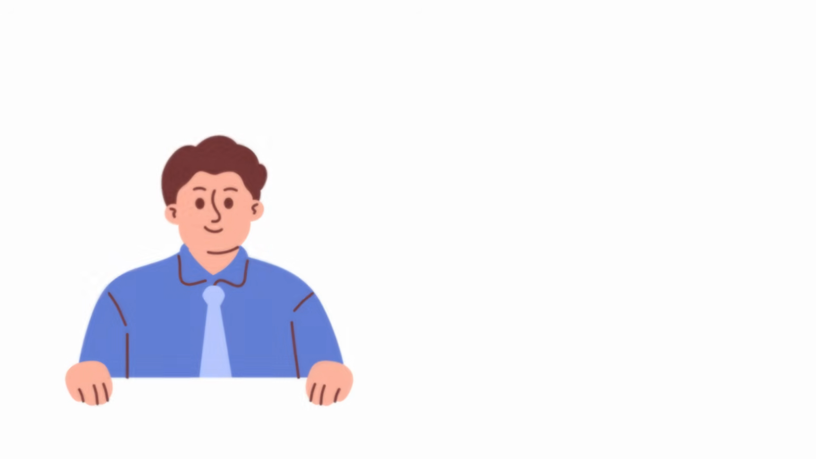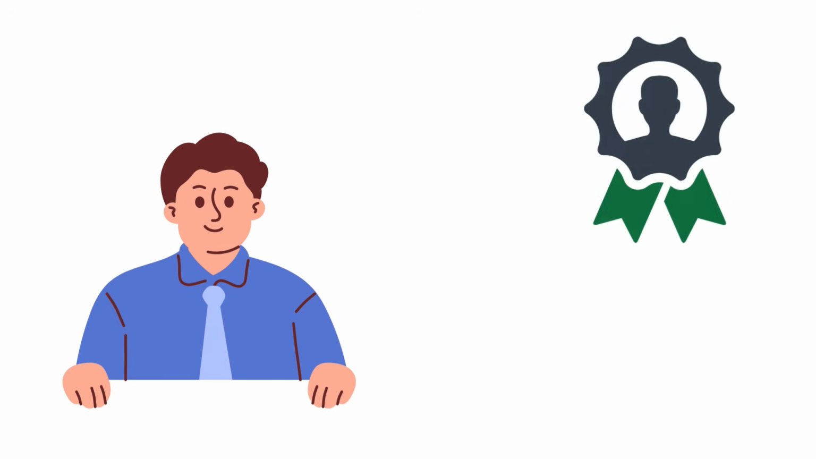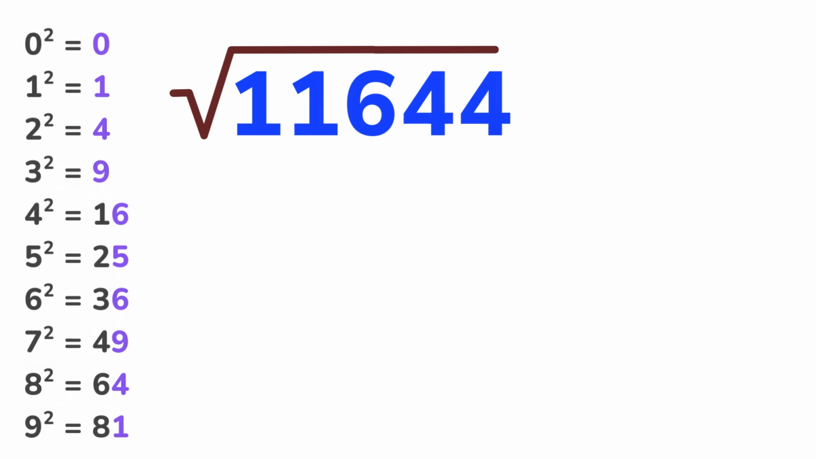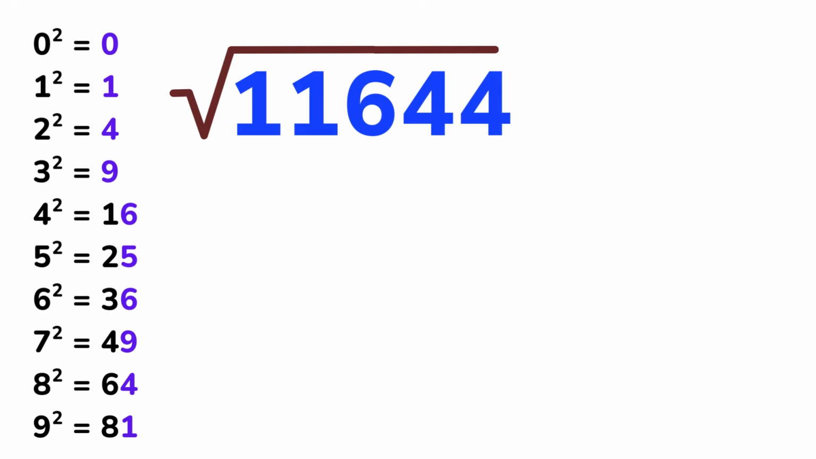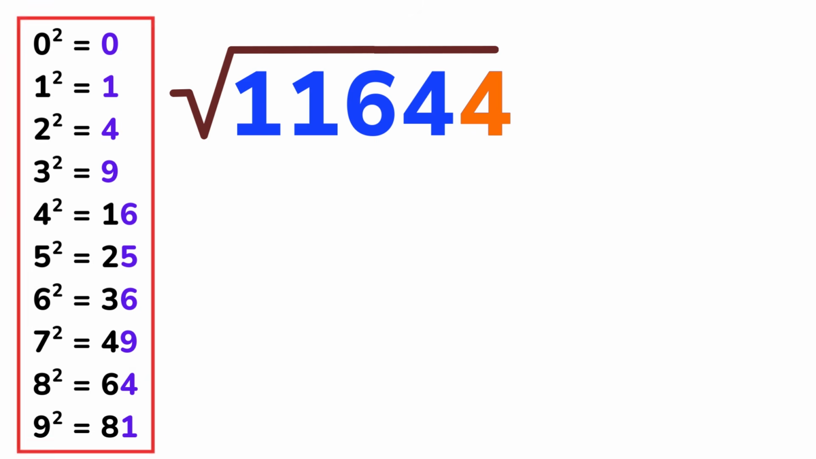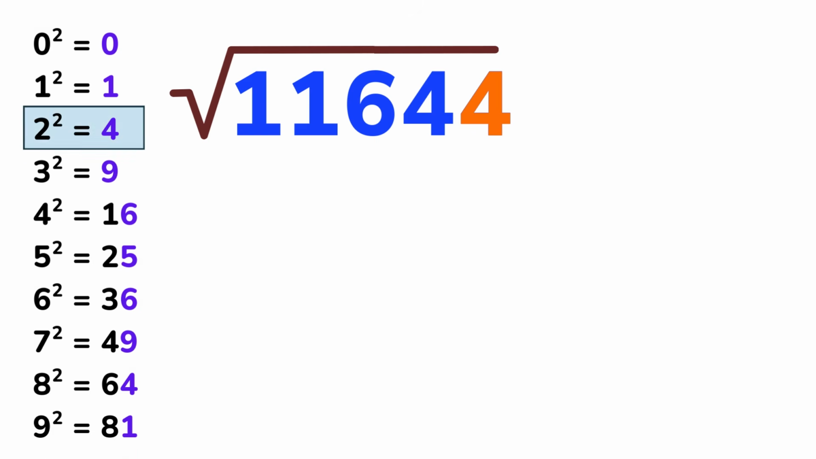Awesome. All right, we're going full pro level now. We're going to crack the square root of 11,664. First, check the last digit. It's a 4. From our magic square list, we know 2 squared is 4 and 8 squared is 64. That means our answer will end in either a 2 or an 8.